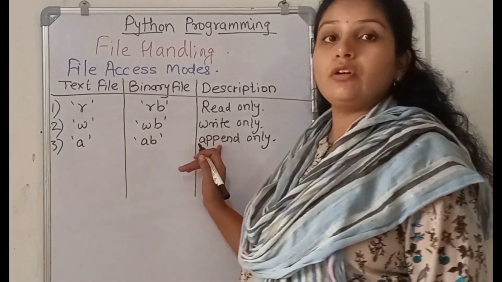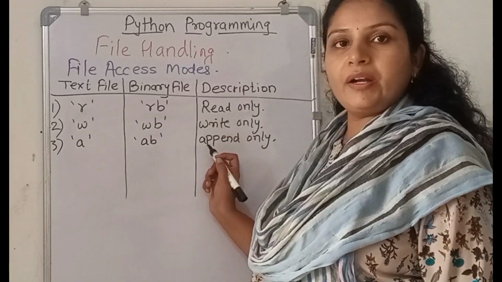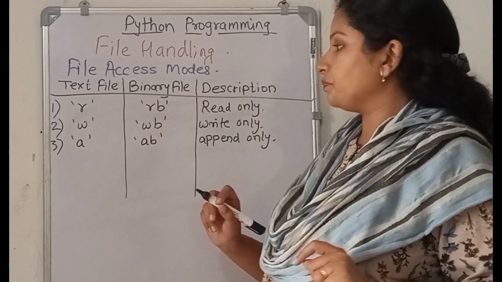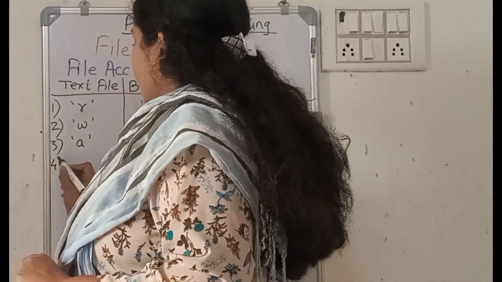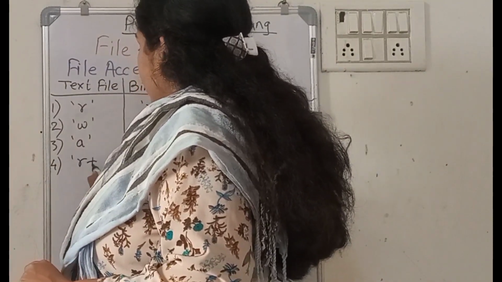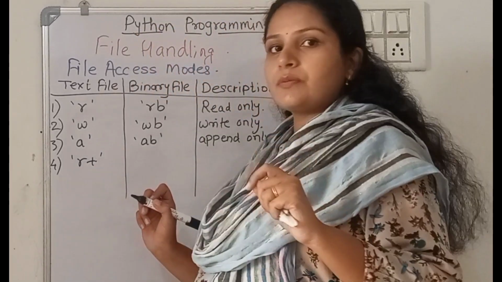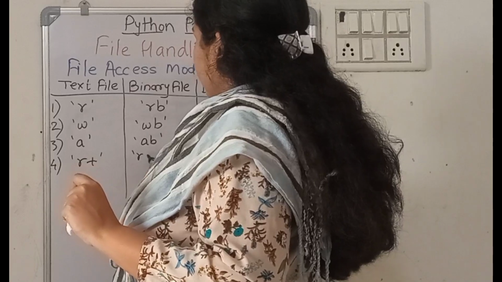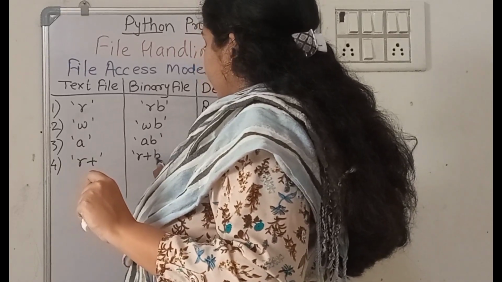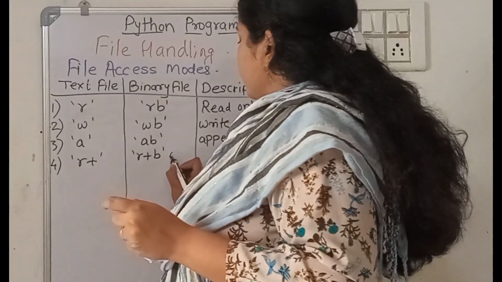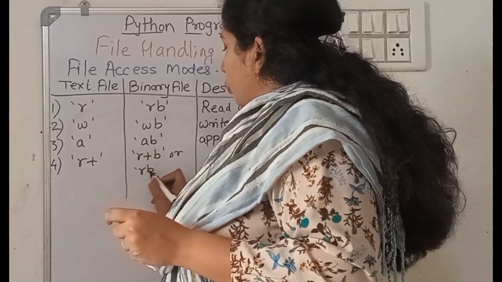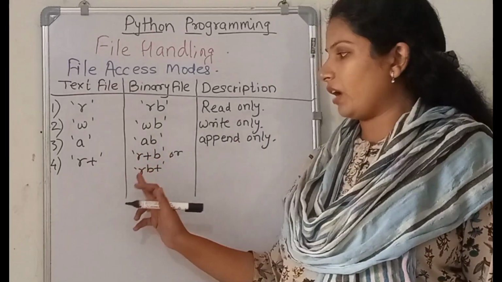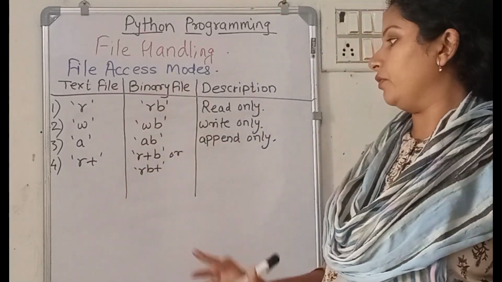Here also you cannot read the file. Write only, append only, you cannot read the file, you can just write to the file. Now the fourth one is R plus. R plus means read and write. In a binary file we can write R plus B or RB plus. Both are the correct way. Either you can write R plus B or RB plus in the binary file.